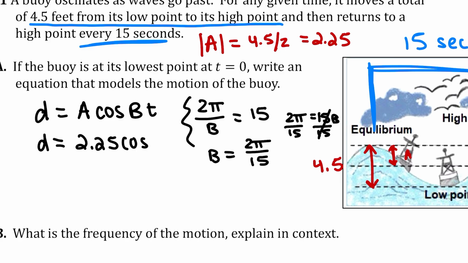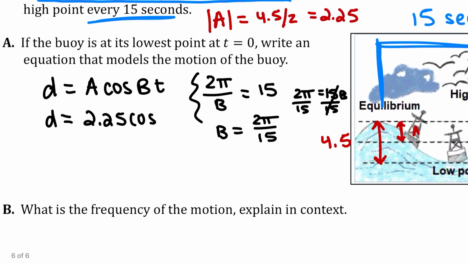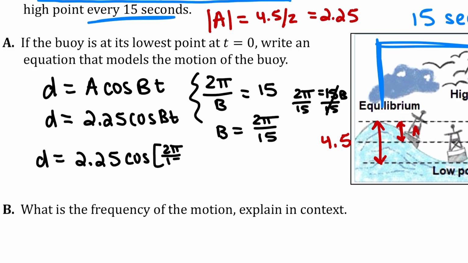I don't want to use a decimal. It's 0.4188 blah, blah, blah. Don't feel like using that. We're going to keep it in this simplified fraction form. So I'm going to move our function down here just so I have room. You have 2.25 cosine of 2 pi over 15 t, and it's specifically in feet.